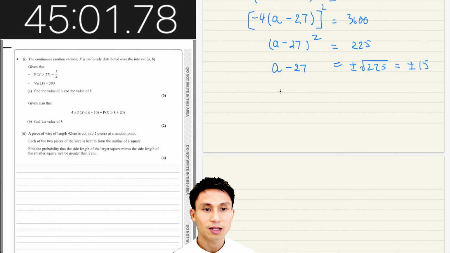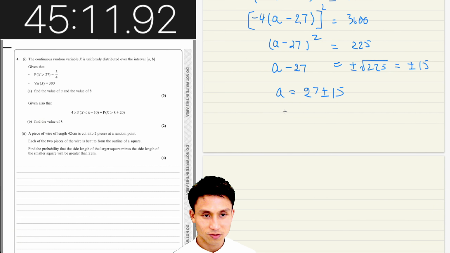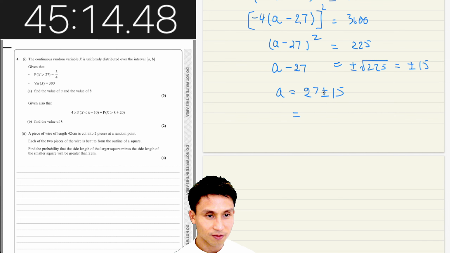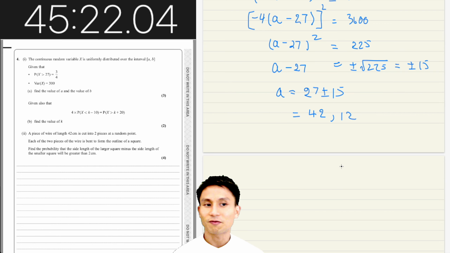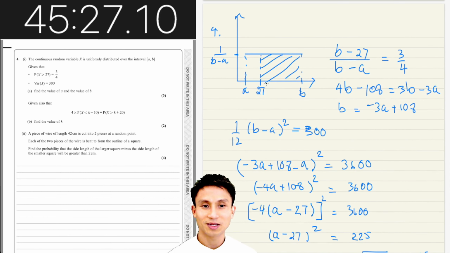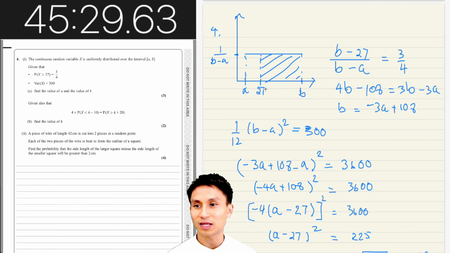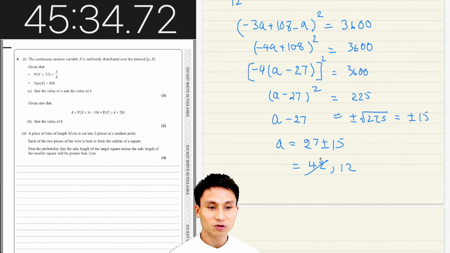And that would mean that a would be equal to, if you undo the minus 7 there, 27 plus or minus 15. So we can have a equals 42 or 12. Now, does it make sense? If a is 42, that's not possible because 27 would be out of the range, out of the interval. So a must be something less than 27. So we're going to reject that, and we conclude that a is therefore 12.